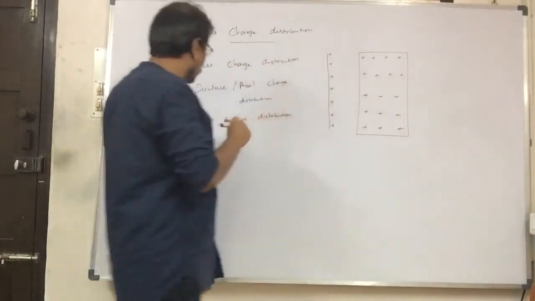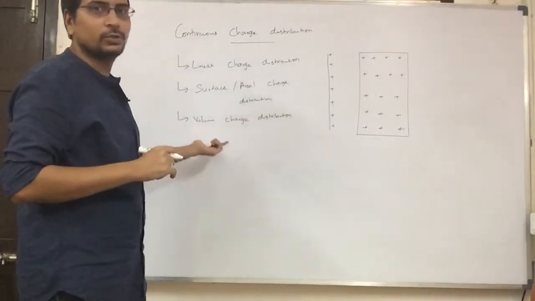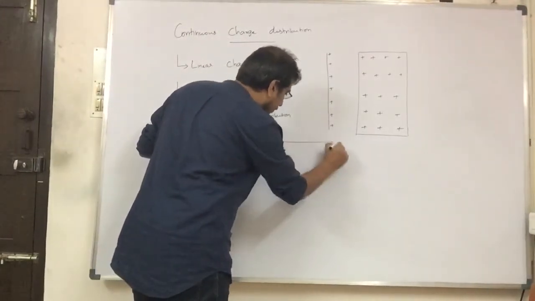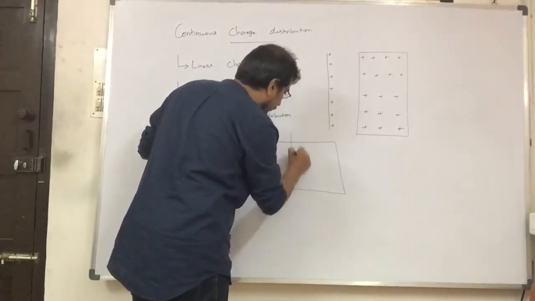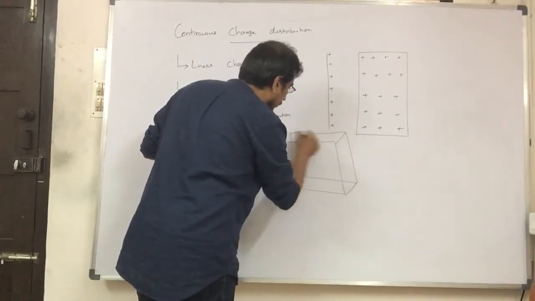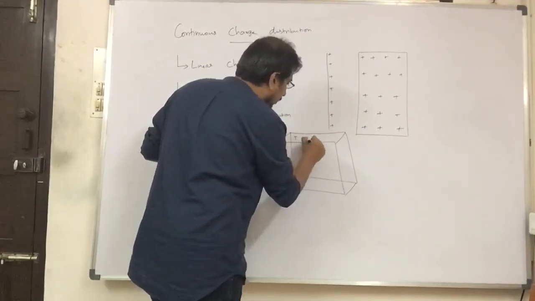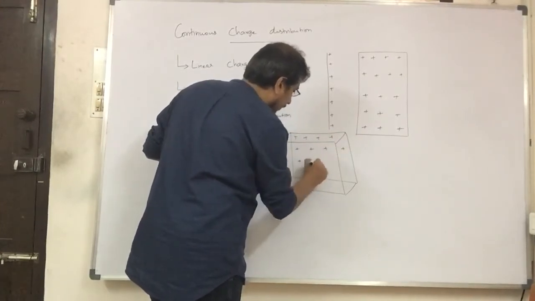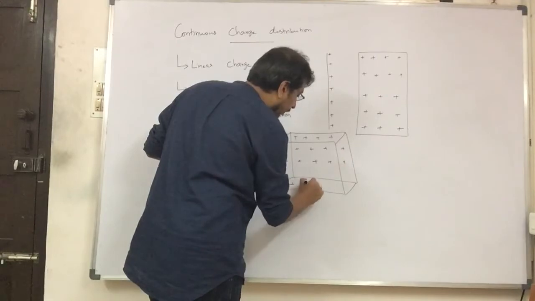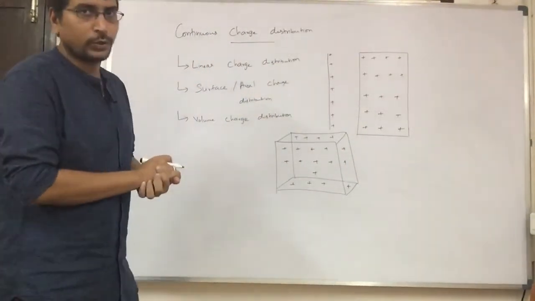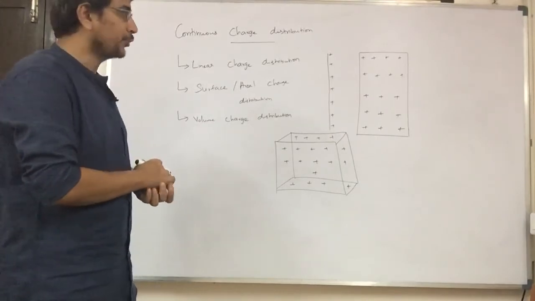And the last type is volume charge distribution. Volume is something associated with a three-dimensional shape. So if you are able to take a three-dimensional shaped object and completely fill it with charges, so the complete volume is filled with charges, then this type of charge distribution is what we call volume charge distribution.